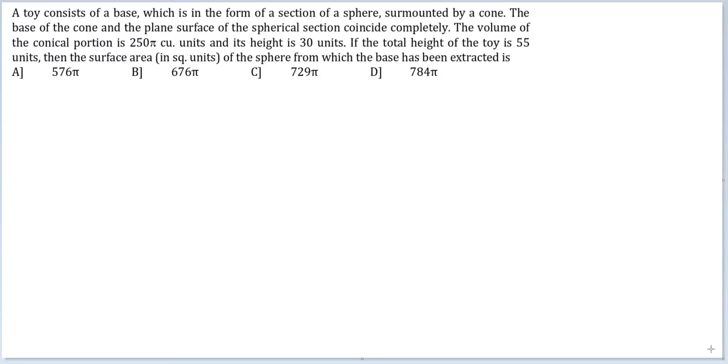Let's look at this question. A toy consists of a base which is in the form of a section of a sphere surmounted by a cone. The base of the cone and the plane surface of the spherical section coincide completely. The volume of the conical portion is 255 cubic units and its height is 30 units. If the total height of the toy is 55 units, then the surface area in square units of the sphere from which the base has been extracted is.